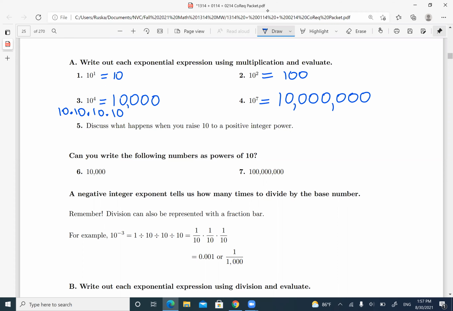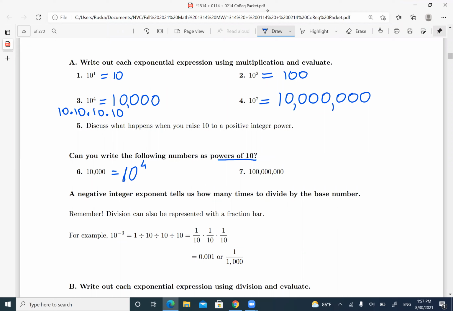Yes. Okay, number 5 says, discuss what happens when you raise 10 to a positive integer power. So what happened? It increased. The zeros increased? Yes, that's right. Okay. So let's do number 6. We have to do it backwards now. We have to write the number as a power of 10. So 10,000 is going to be 10 to what power? How many zeros? 4. So it's going to be 10 to the power 4. That's right. Good job.